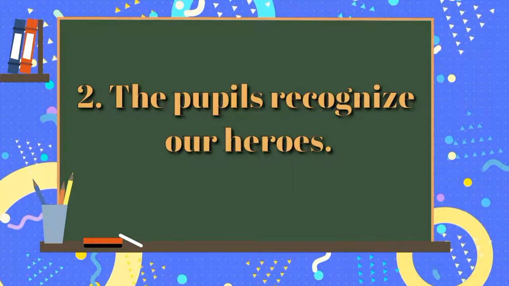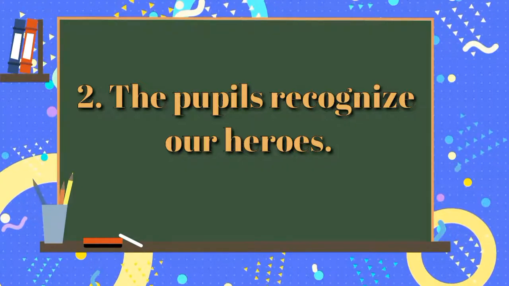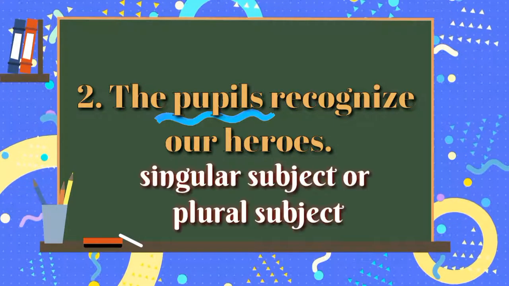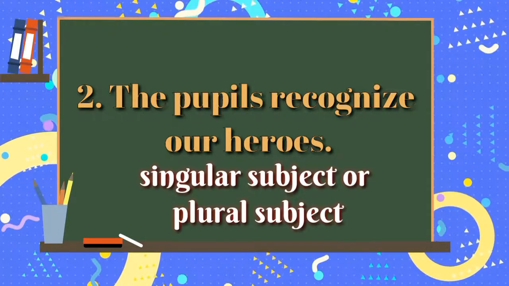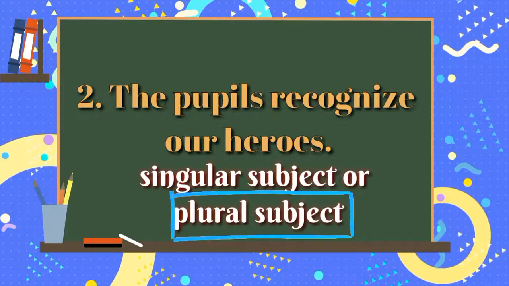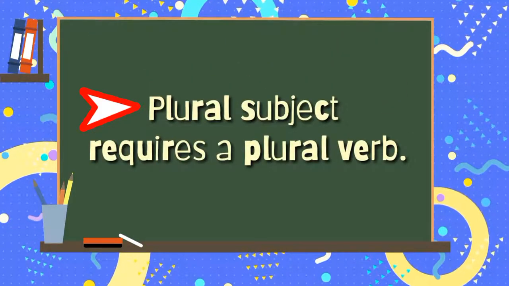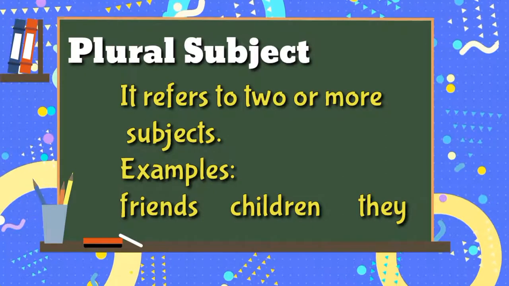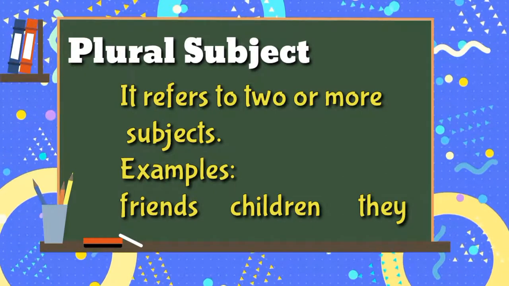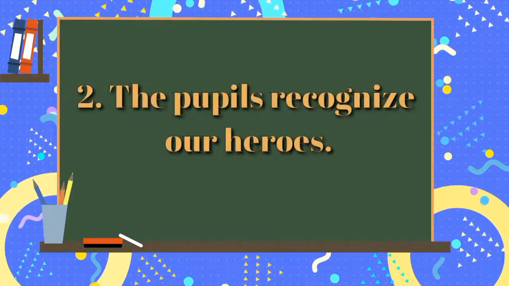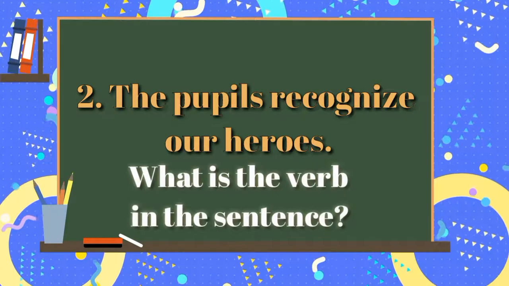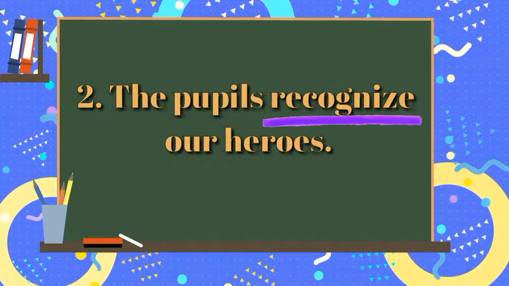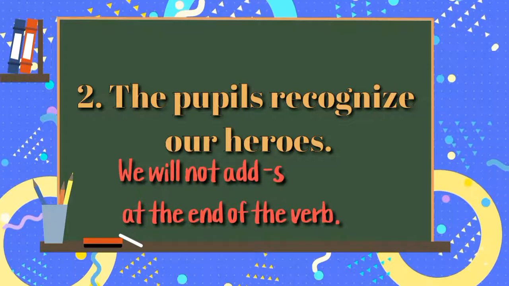In the second sentence, let us find out the subject and the verb. The subject in the second sentence is pupils. Is pupils singular or plural in number? Very good. It is a plural subject, therefore it requires a plural verb. When we talk about a plural subject, we are referring to two or more subjects, just like friends, children, and they. What is the verb in the sentence? Fantastic! The verb in the sentence is recognize. Unlike a singular verb, we will not add S at the end of the verb.